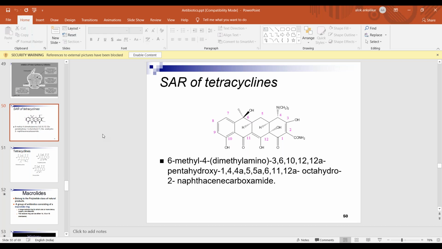Okay, so this is all about the tetracyclines. We have written about the stereochemistry of tetracyclines. We have seen the numbering of the ring. We have seen the name of that ring which has 4 carbon atoms fused with each other. We have seen the SAR, and we have seen the mechanism of action also of these tetracyclines.